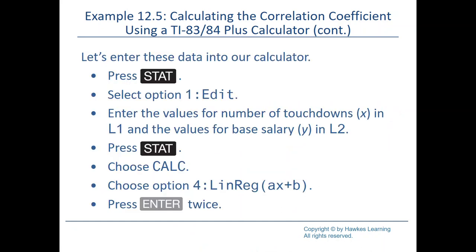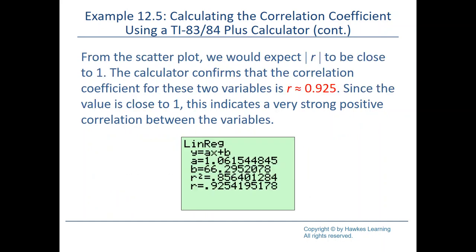So I'm going to hit stat, edit, type all the stuff in list 1 and list 2. And then I'm going to hit stat one more time, arrow over and choose calc, the calculate menu, and then option number 4, LinReg ax plus b. Make sure that list 1 and list 2 is listed, and then hit enter and calculate. Now, from there, you should get this beautiful screen here.